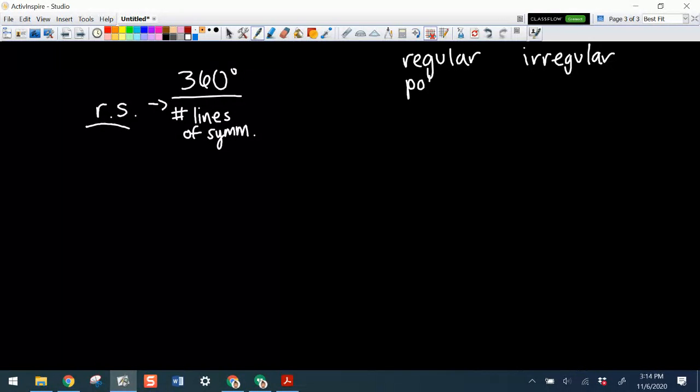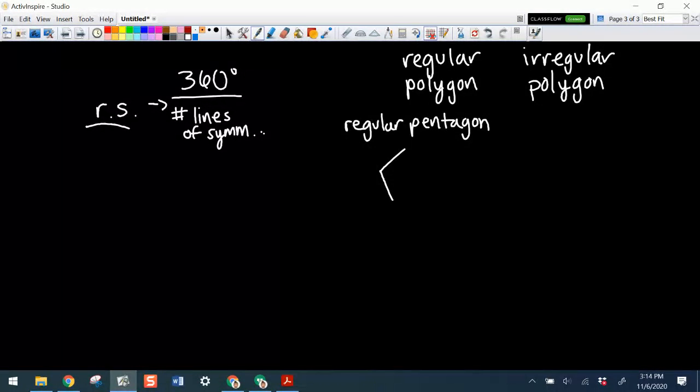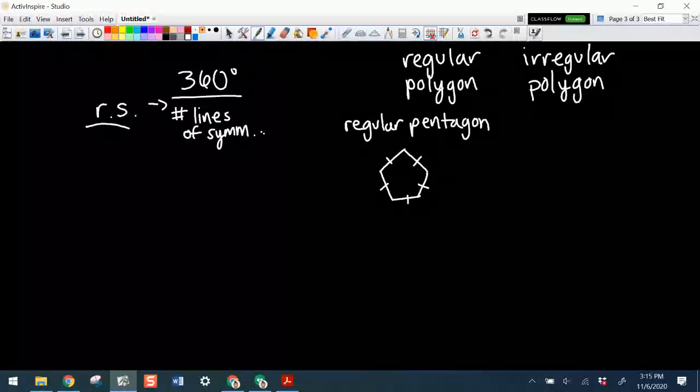A regular polygon is a polygon where all sides are the same length, all sides congruent, and all angles congruent. And think about it. For a shape to have any type of symmetry, it has to have sides and angles that are congruent, so that one side maps onto the other, one angle maps onto the other. So when we talk about a regular, let's say, pentagon, for example, we're talking about a 5-sided shape where all 5 sides are congruent and all 5 angles are congruent.